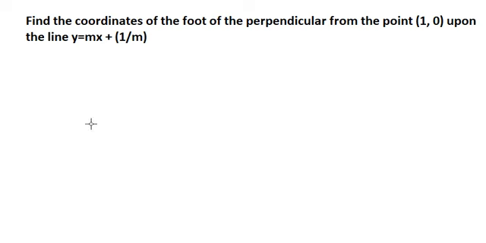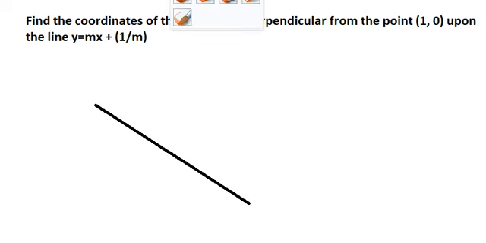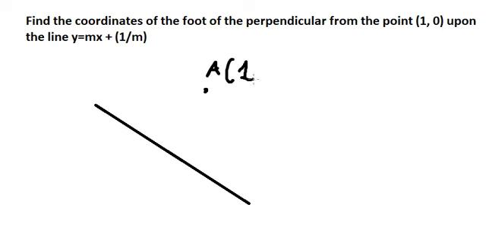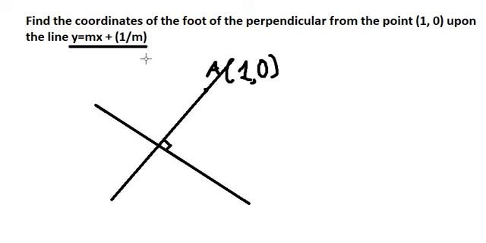Let's say we have the line in here and we have the point (1, 0). So we have another line that goes through point 8, and it is perpendicular to this line in here. So in this one, we need to find the slope of this line.